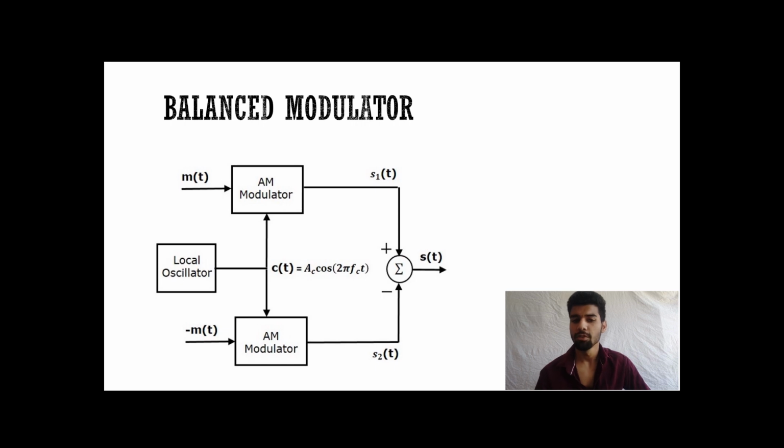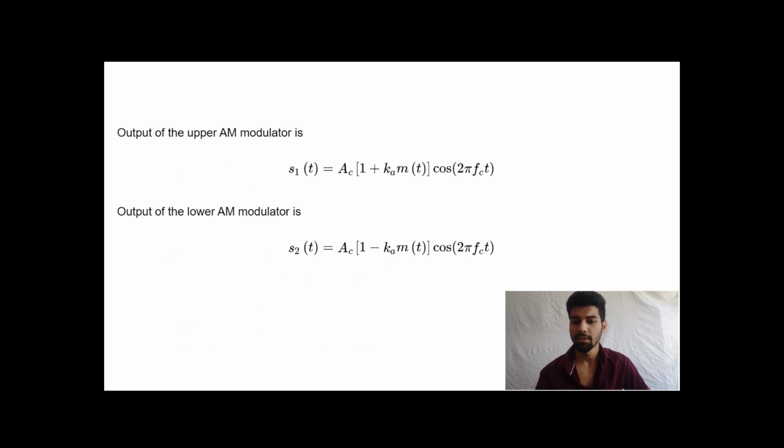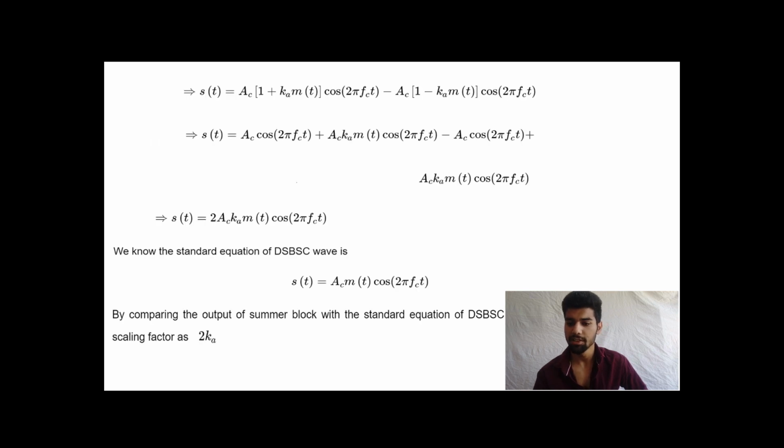The output of the first AM modulator was S1, this equation, and the other one was S2, this equation. And by subtracting both, we get the DSB-SC wave, that is this, and the scaling factor will be 2Ka.